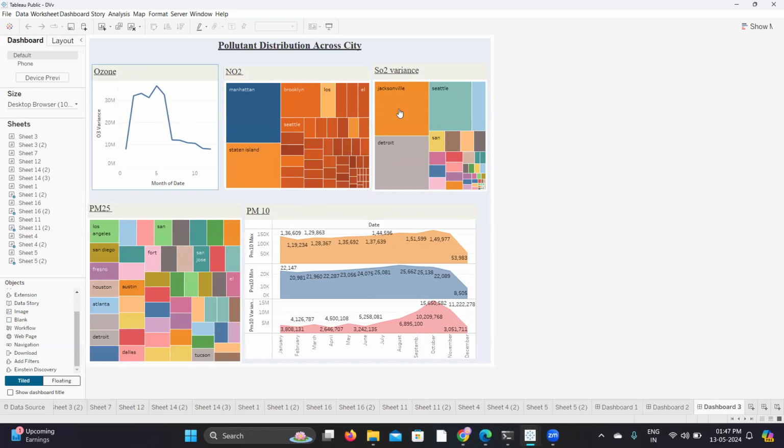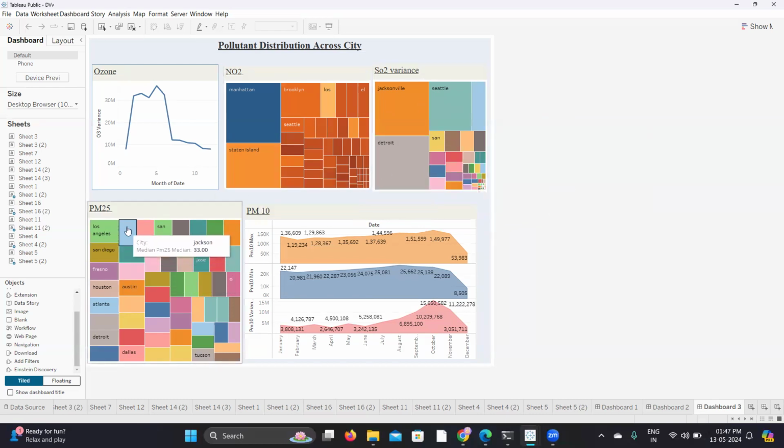Next we have SO2 variance. This tree map illustrates the variance in sulfur dioxide (SO2) levels among several cities. Similar to the NO2 tree map, each city is represented by a color-coded block where the size and color saturation reflect the SO2 variance. Cities like Jacksonville and Detroit are shown in larger, darker blocks, and might experience higher levels of SO2 compared to the lighter blocks.